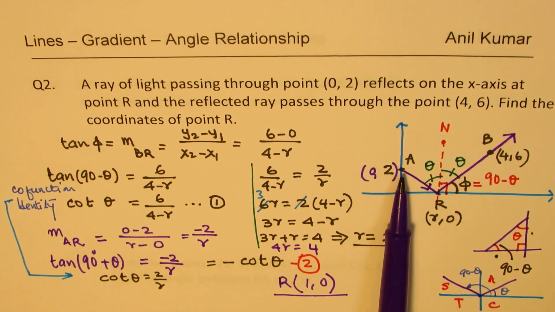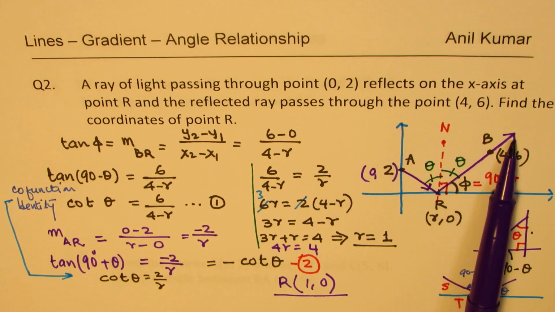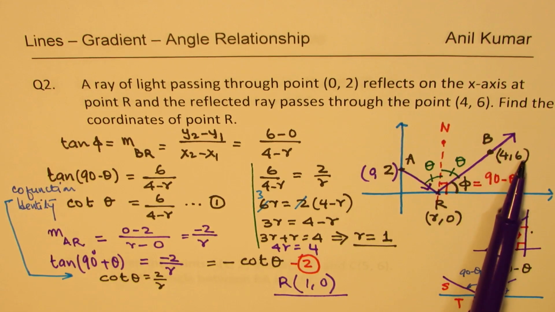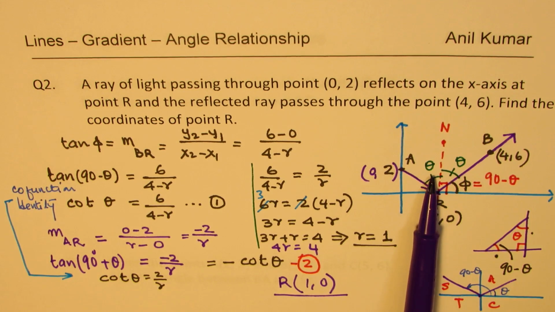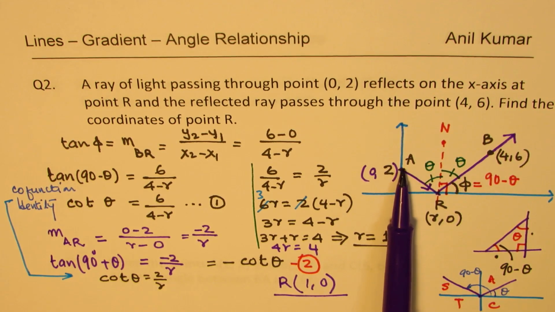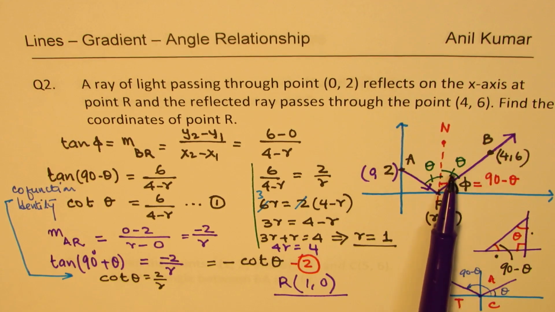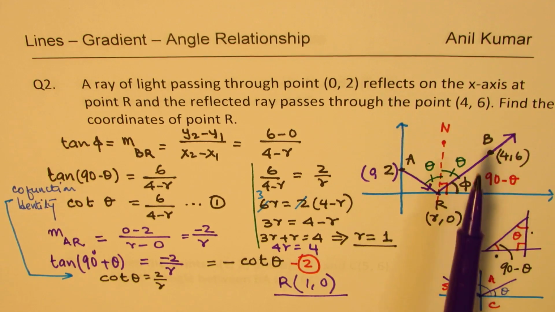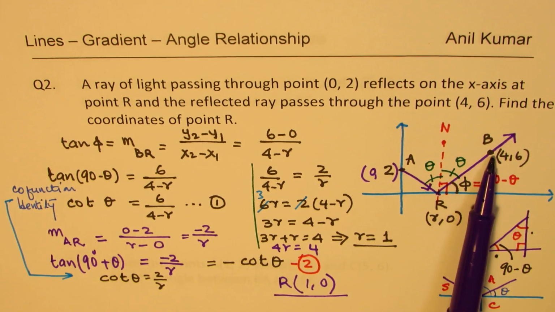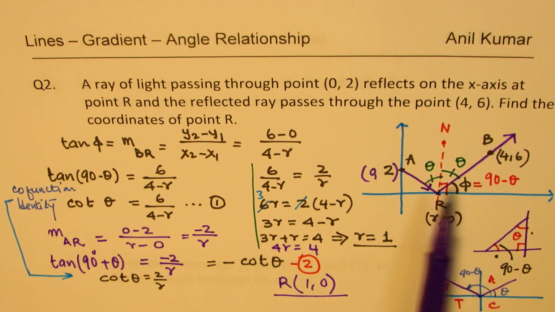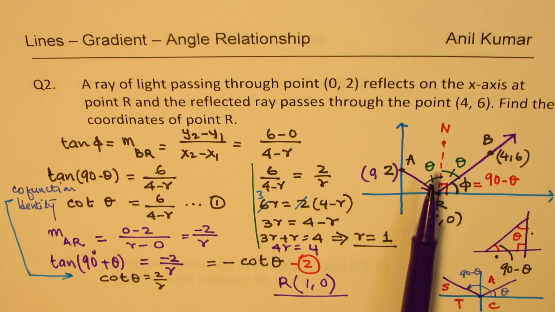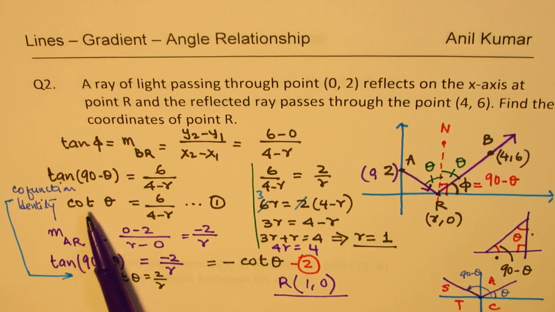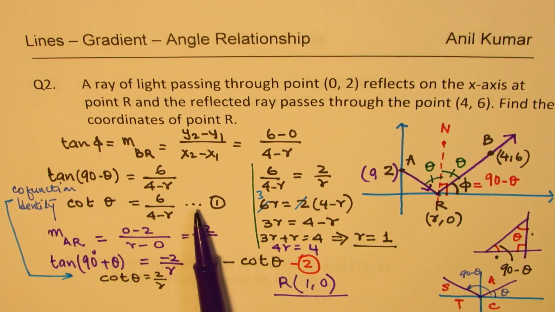Here is our line AR, which is being reflected, and goes through point B, which is (4, 6). Let the angle with the normal be theta. The line which is incident on this reflected line will also make the same angle. Let phi be the angle with the positive x-axis. Then the slope of line RB is tan phi. The slope of line AR is tan of 90 plus theta. So that gives you the value of 2 in cotangent theta, which can be equated, and we can find the answer. So I hope you understand this critical step.